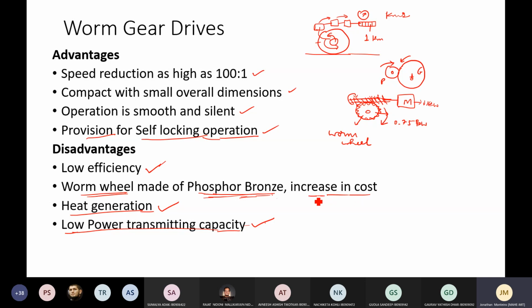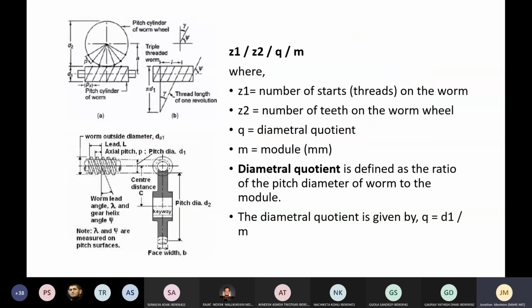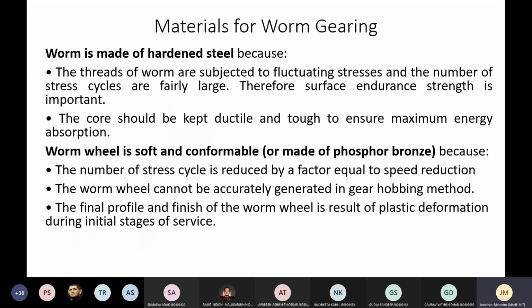Now, rather than the cost, the question comes, why we require a phosphor bronze? Why can't we use a metal to metal combination itself? One is made of high speed steel, and why not the other one is also made of high speed steel? Okay, the answer for that, let us first discuss this. Now there are two things here. Worm and worm wheel. Worm is a hardened steel. The reason is threads of the worm are subjected to fluctuating stresses and the number of stress cycles are fairly large. Therefore, surface endurance strength is important.